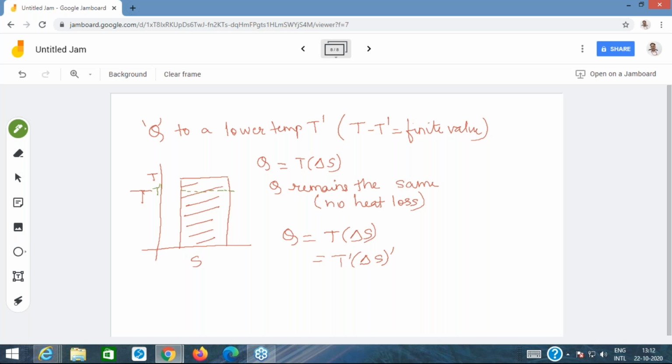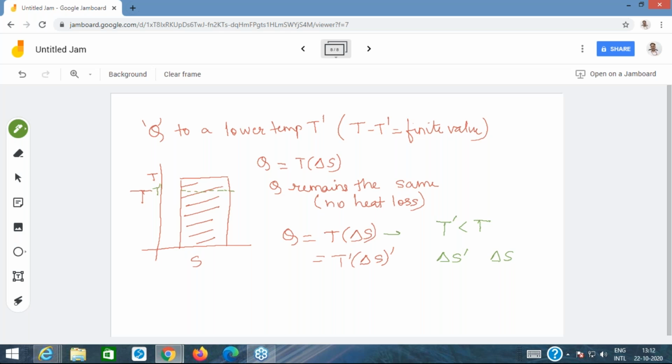Now we don't know what delta S dash is. Whether this delta S dash is less than delta S, we know for sure. Let me write down. We know for sure that T dash is less than T. This is what we had assumed, that heat is transferred to a lower temperature. So we know for sure that T dash is less than T, but we don't know about delta S dash. So what is the relationship between delta S dash and delta S? That we don't know, whether it is equal to, less than, or greater than.